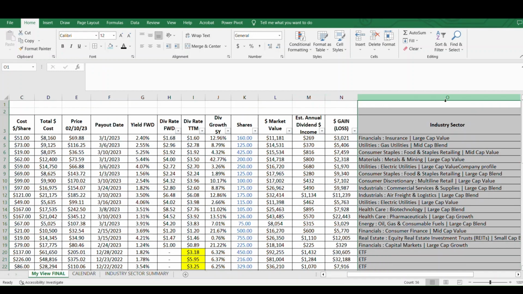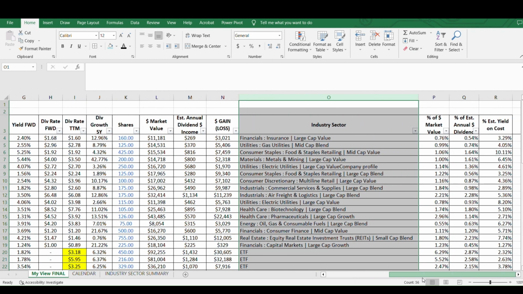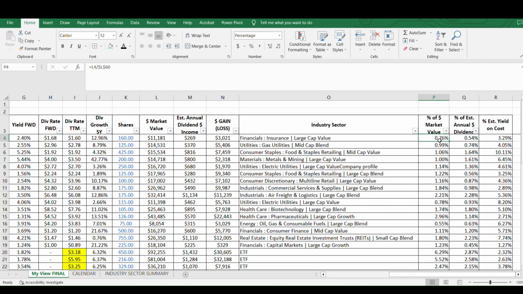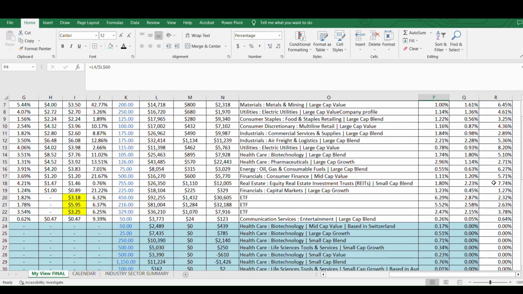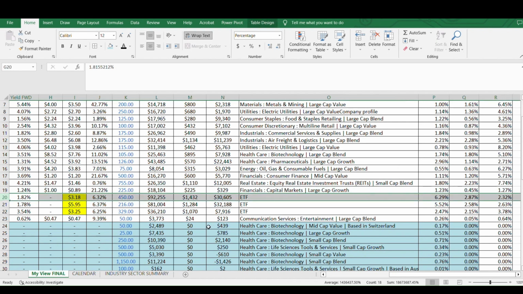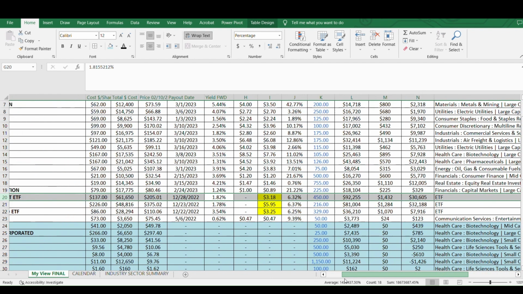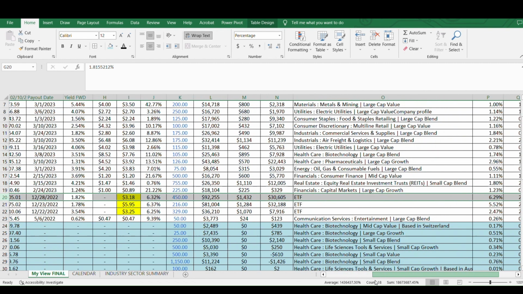I like to show the industry sector, and so that comes into play in the third tab, where we can do some reporting. I also like to show the percentage each holding contributes to the entire portfolio. So let's take a look. What are some of his big ones? Well, here's one for 6.29%. It's an ETF, and it's the Vanguard Total Stock Market ETF, VTI.